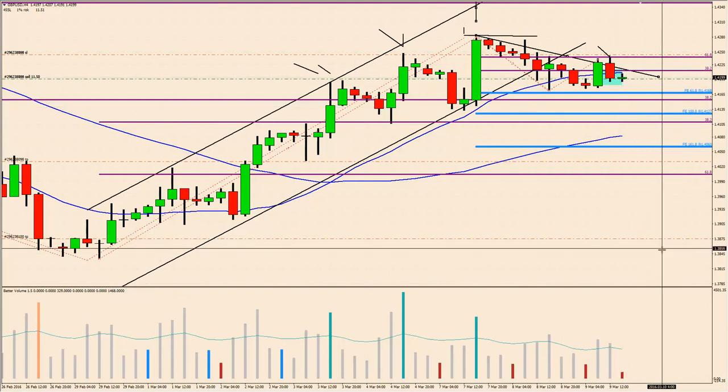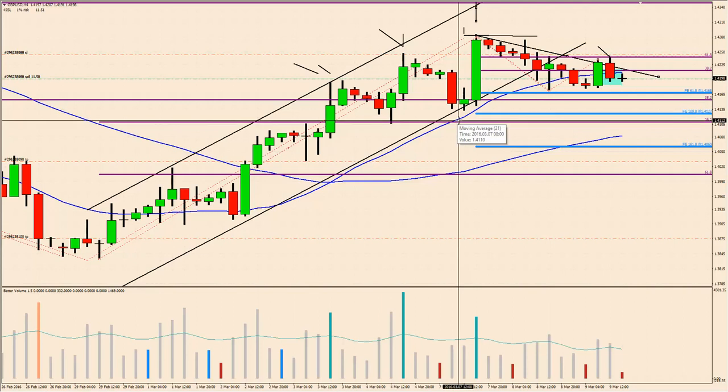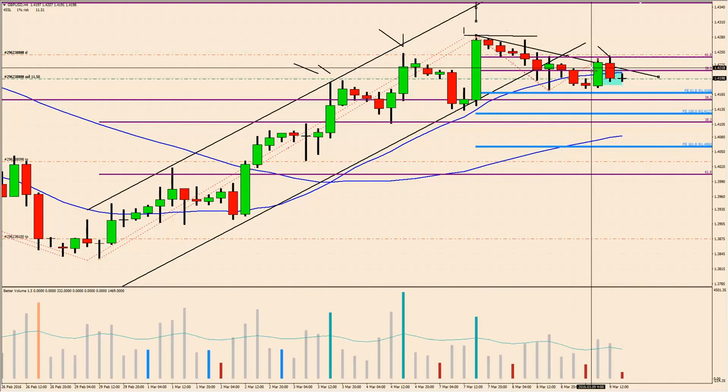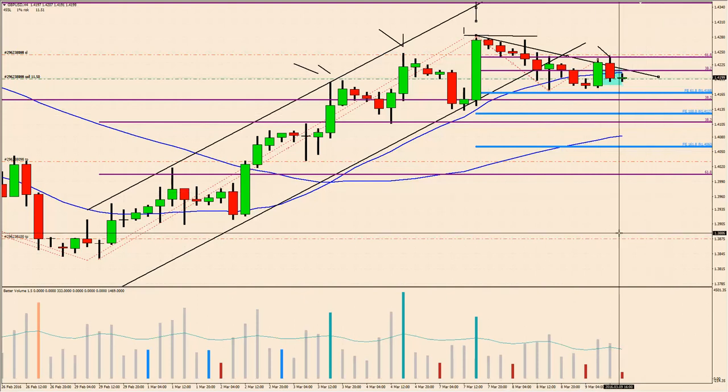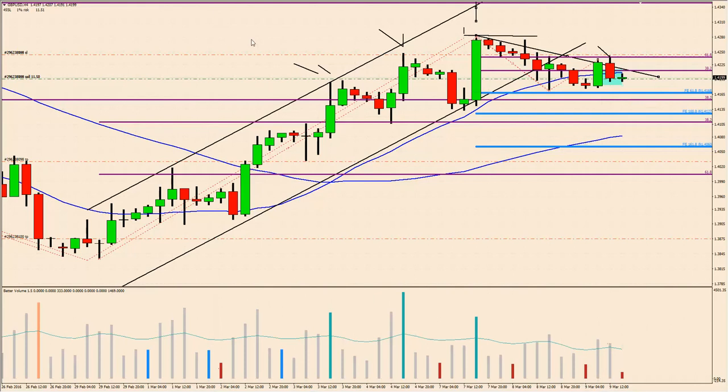We may even see a test of my final target, the 1.3875 area, which is about 320 pips. If I catch that, I will take about a 1 to 6 risk reward ratio, and it will be very strong if I'm able to catch that. I will try to catch that. I will actually let this run and see how the price action and volume will lead us in the future.